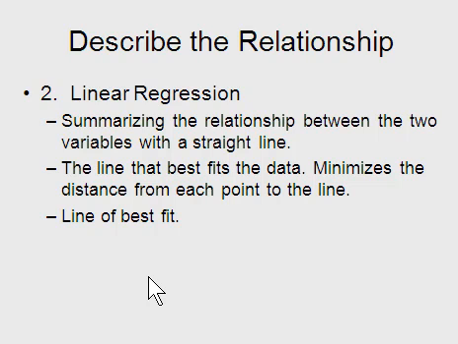Another way we can summarize the relationship between two variables is through a process called linear regression, and that's where you try to draw a straight line that best fits the data. Essentially, you want to draw a line that minimizes the distance from each point to the line, sometimes called the line of best fit.